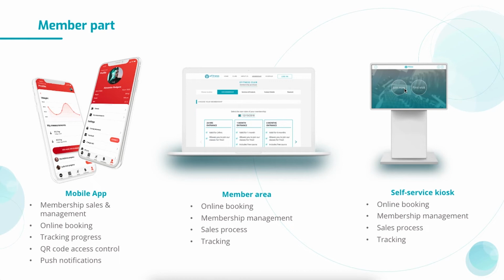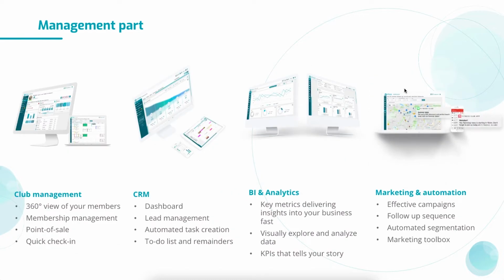eFitness software can be divided in two main parts. The member part, with mobile application, member area and self-service kiosk, and the management part where you can manage all your club needs from one place. I will start with the member part, showing you the member area and mobile application. This is the place where the member journey starts.